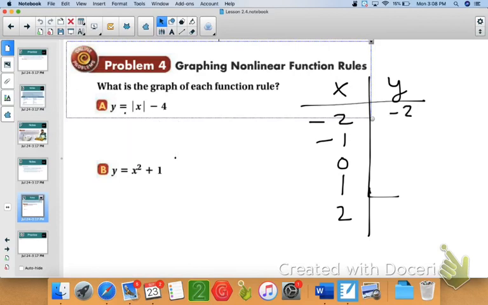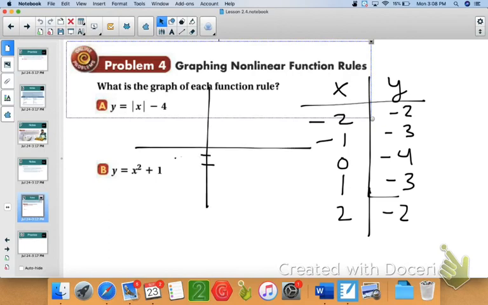Okay, next, if I plug in -1, the absolute value of -1 is 1. 1 minus 4 is -3. If I plug in 0, that turns into a 0. 0 minus 4 is -4. If I plug in a 1, 1 minus 4 is -3. Then 2, the absolute value of 2 is 2. 2 minus 4 is -2. Okay, and then we would just plot each of those points. So in this case, I'm going to use all 4 quadrants, and just plot each of those points individually.